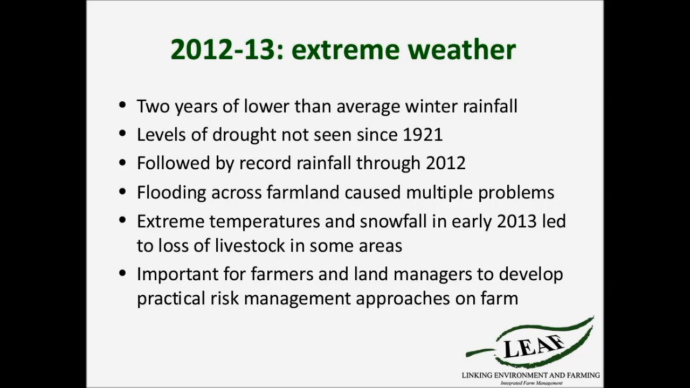And of course we've had extreme weather. We've had 2 years of lower than average rainfall, followed by record rainfall in 2012, followed by extreme temperatures and snowfall in early 2013, to hot sunshine in July 2013. So it's important for farmers and land managers to develop practical risk management approaches on farm to get this balance right. And that's not only for production, for continuity of supply, but also obviously for alleviation of things like flooding and animal health and welfare.